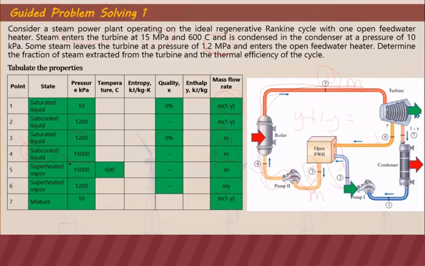And for point 5, this is the point before it enters the turbine. So it has to be a superheated vapor, and it's given as 15 megapascal and 600 degrees Celsius. That's why we have the values here.